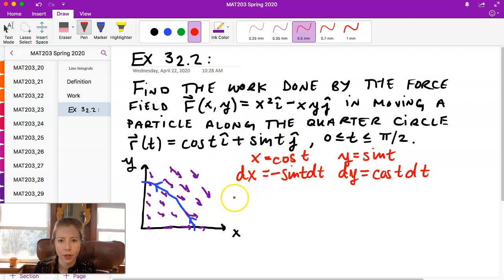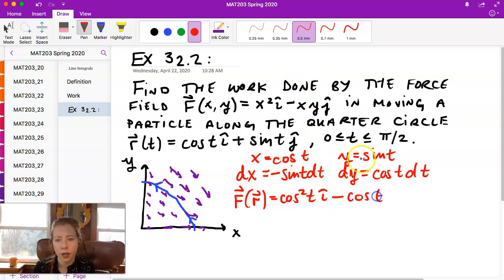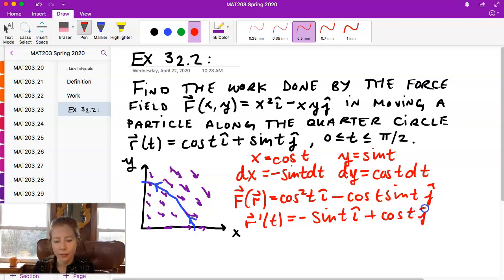So this is going to be f of r, our x is cosine t, so it's going to be cosine squared t i hat minus, and then our x again is cosine t, our y is sine t j hat. Okay, so now we've just rewritten this as a function of time. And so our derivative of the position vector is going to be equal to minus sine t i hat plus cosine t j hat.